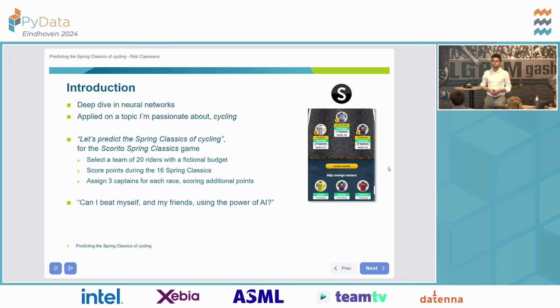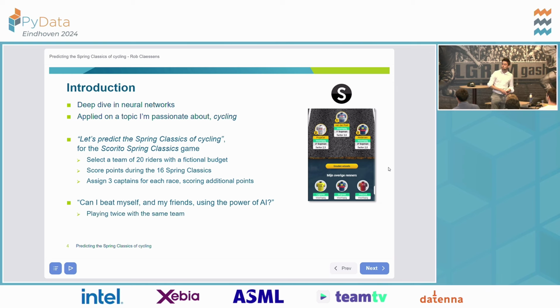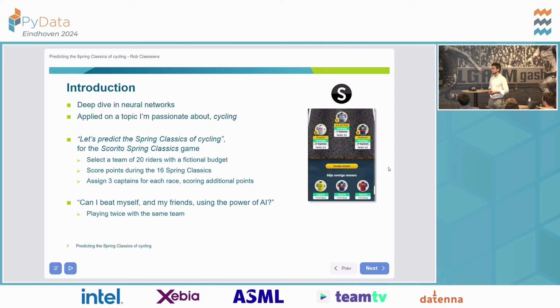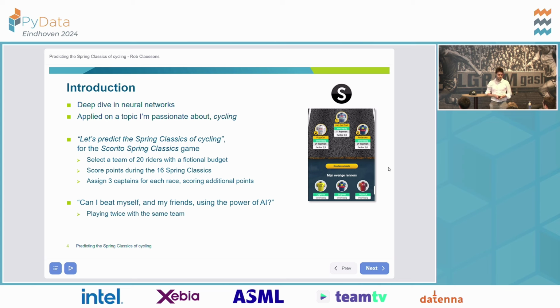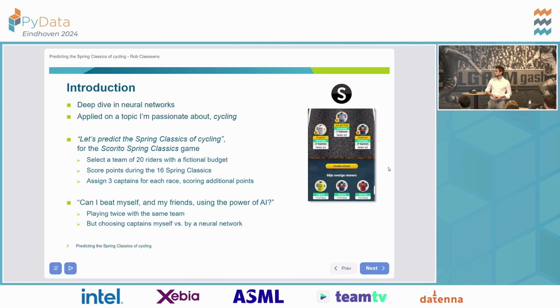So I thought, can I beat myself, but also my friends, if I use the power of AI? And then I thought of a setup for this sort of contest where I play twice with the same team. So I select myself 20 riders. This is what I use in my personal account, but I also make this additional account with the exact same team. But in one account, I choose the captains myself, and for the other account, I let a neural network decide which captain to pick. And then, of course, you have this contest, so I had to come up with a name, which is Rob versus Robot.